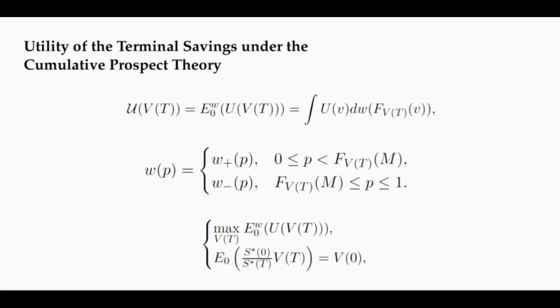So the utility of a terminal wealth, VT, for the CPT investor is given by distorted expected utility, where the utility function U has a distortion W, where the CPT investor will have subjective preferences of distortion on the probability of events when the return is positive or when the return is negative, or when for bullish and bearish market conditions.